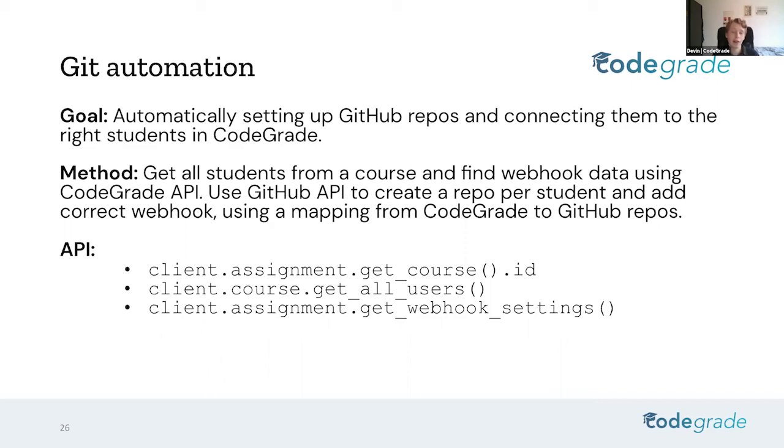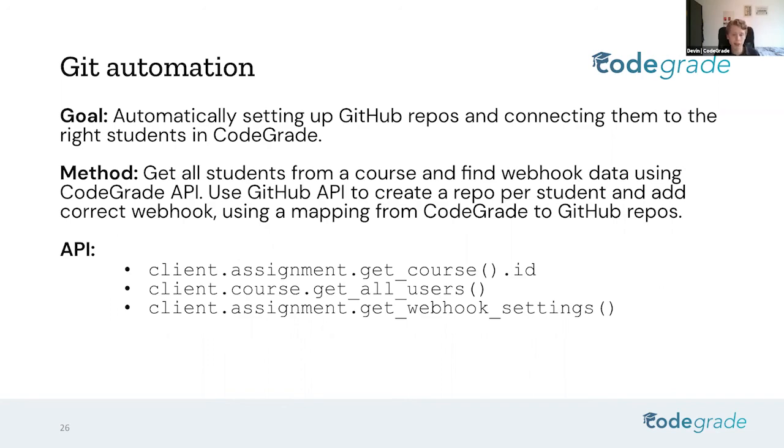And what these teachers did is they have an organization on GitHub with an individual repository per student. And what they want is to automatically seed the webhook and deploy key information to these individual repositories, so the students can just start working, and every time they do a git push, they will automatically upload to CodeGrade without ever having to manually set anything up.